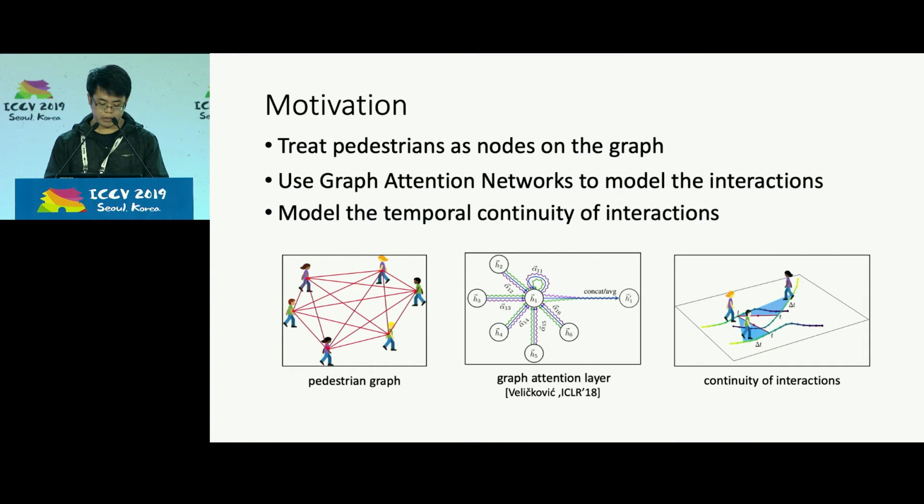Inspired by the recent success in graph neural networks, we treat pedestrians in the crowded scenes as nodes on the graph at each time step. We use graph attention network to model their interactions, as it allows for aggregating information from neighbors by assigning different importance to different nodes. We also noticed that when we walk, we need to consider others' historical moment to determine our current motion behavior. So, besides the spatial interactions at the same time step, we also model the temporal continuity of interactions.